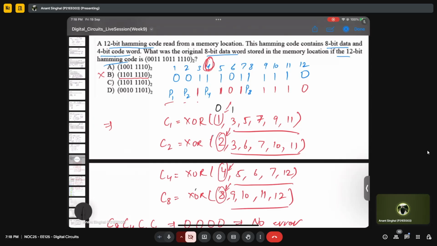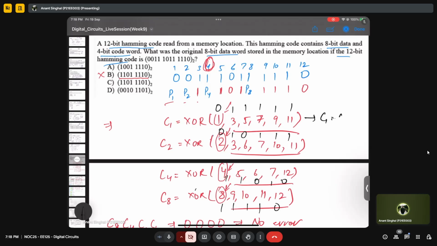Please quickly let me know what is C8, C4, C2, C1, if you have already calculated. Let me try to do it quickly myself. 7, 9, 11 is 1, 2 is 0, 1, then 0, then 1 1 1. That should be 1, 1 0 1 0. 8, 9, 10, 11 are all 1. So 1 1 1 1 will be 0. Okay, so C1 will be 1 2 3 4.